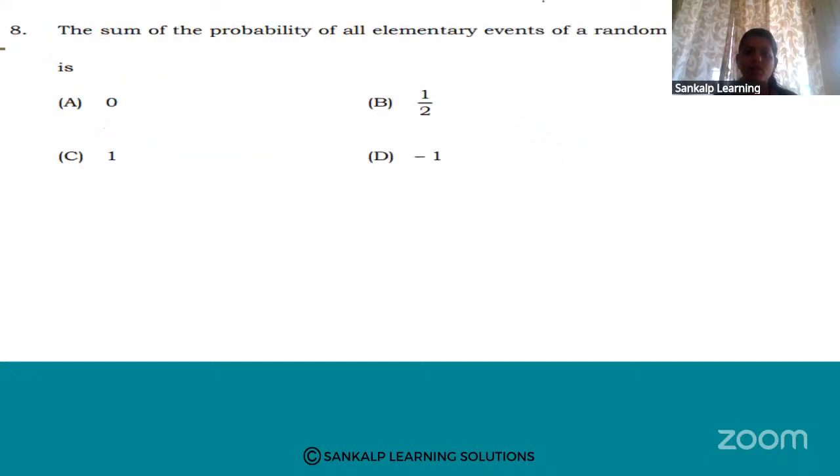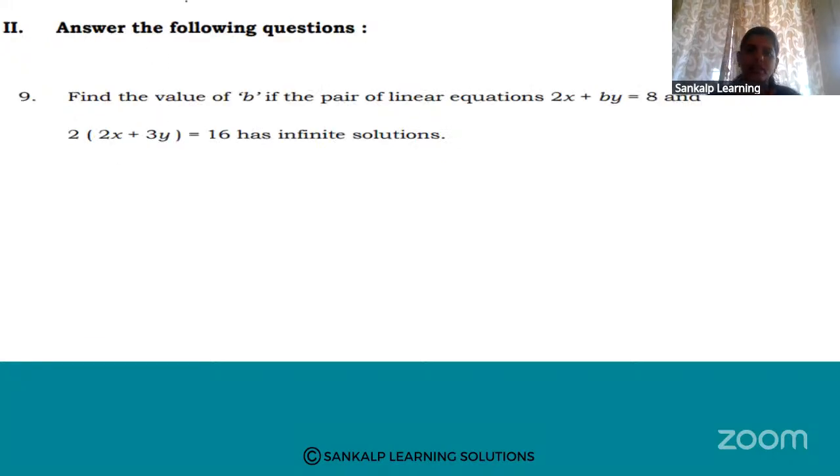Next, the sum of probability of all elementary events of a random experiment is, whether it is 0, 1 by 2, 1, minus 1. So negative cannot happen in the probability. So only 0 and 1. If an event happens, then this is 1. If an event cannot happen, then the probability of that event is 0. So here the sum of probability of all elementary events is 1. Option C is right. Next.